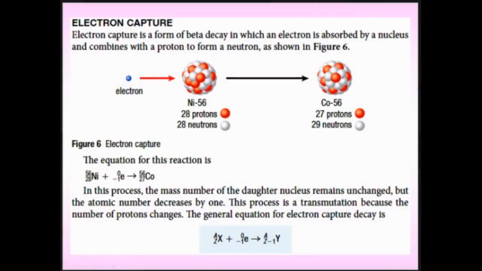Another one is called electron capture. Instead of shooting something out, you capture an electron. What does capture mean? It's absorbed by the nucleus. And what do you get now? Protons become less, and neutrons become more. So the number of protons went down, and the number of neutrons went up.